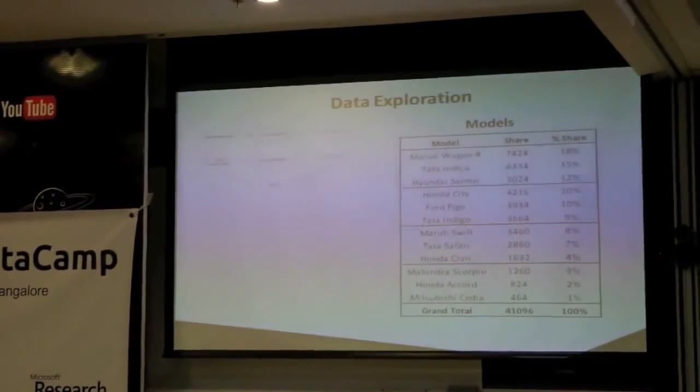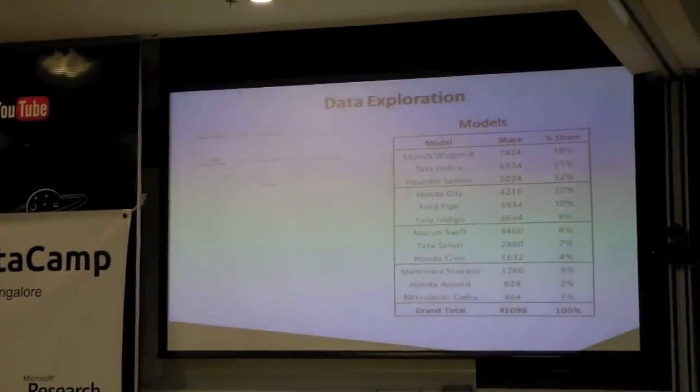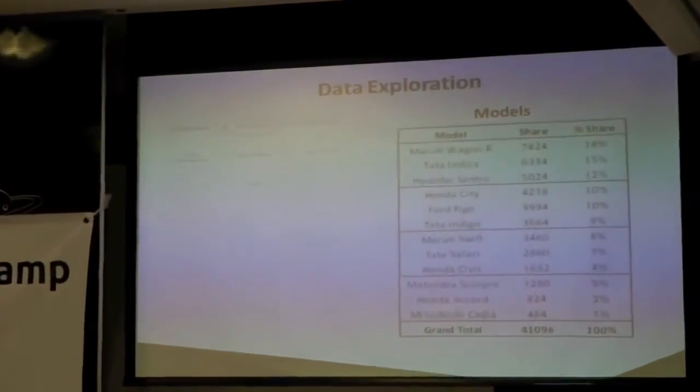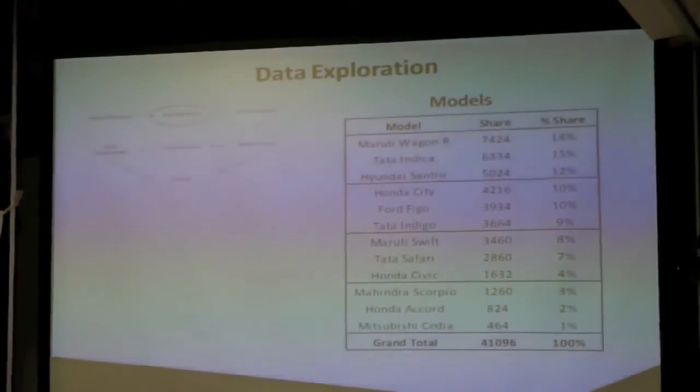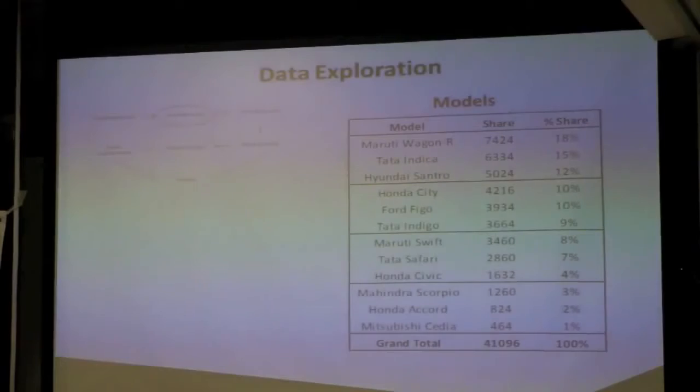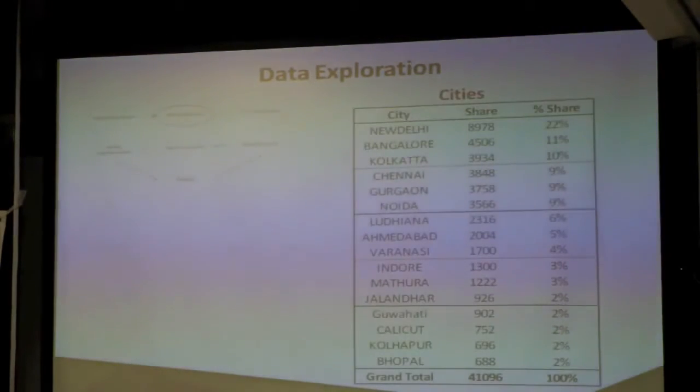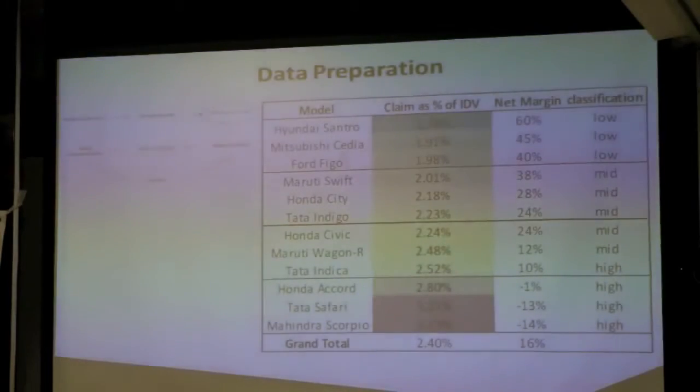Okay. So we've done a little more exploration. We're trying to figure out what's the frequency of each of these models. So Maruti WagonR is 18% of all the policies, most common. Mitsubishi Cedia is the lowest one. We do the same with the cities just to get a sense of where the data is coming from, what values it has.